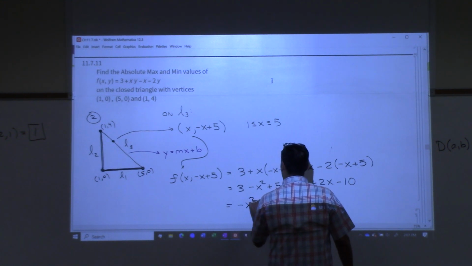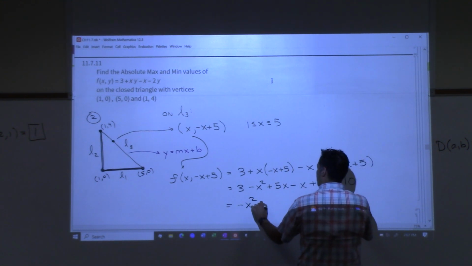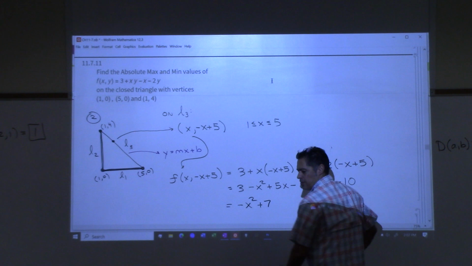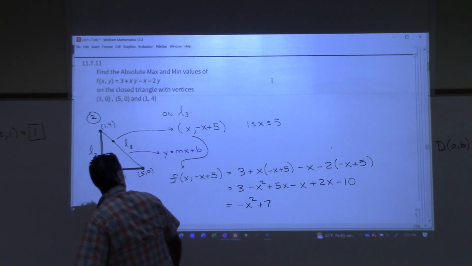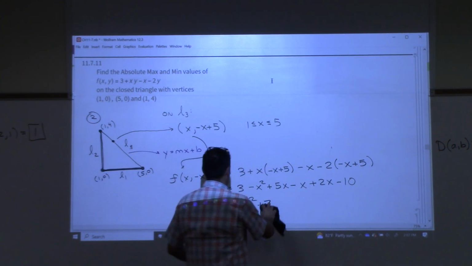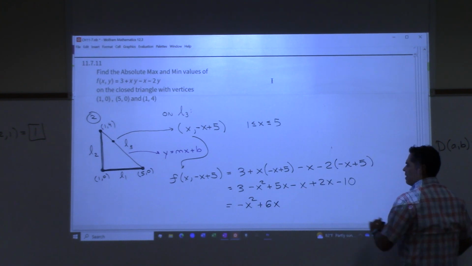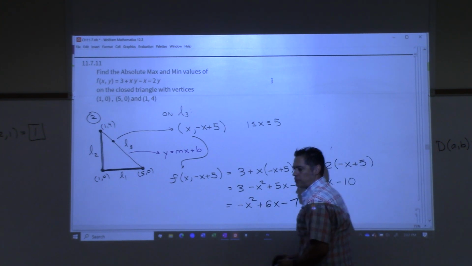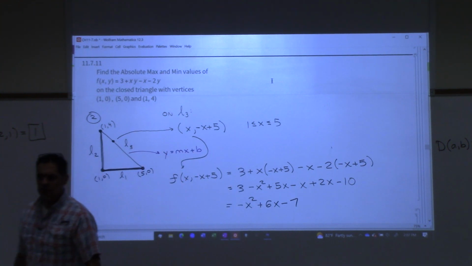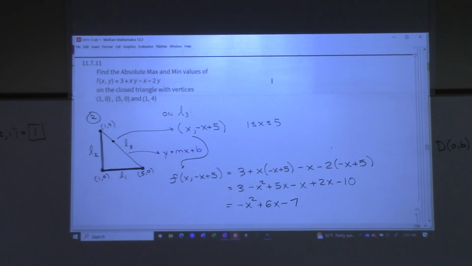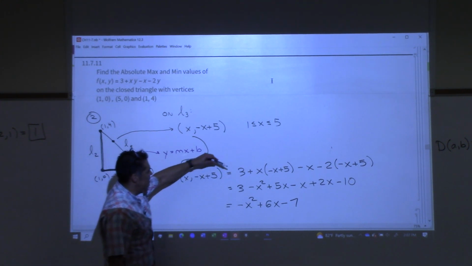Negative x squared plus 7x. No, 6x. 6x, right? Minus 7. Do you all agree? Anyone have a question on what I've done? I'm seeing some raised eyebrows. Did I do everything right?